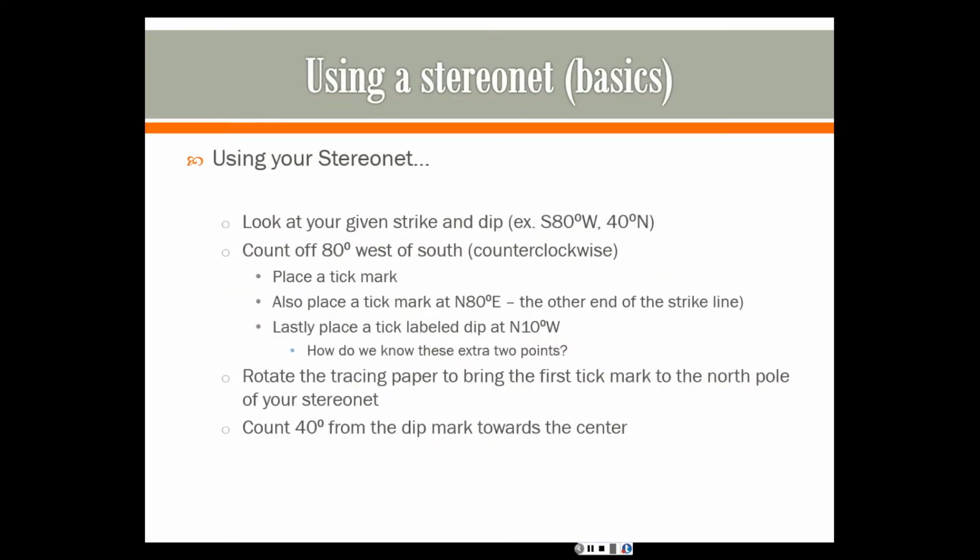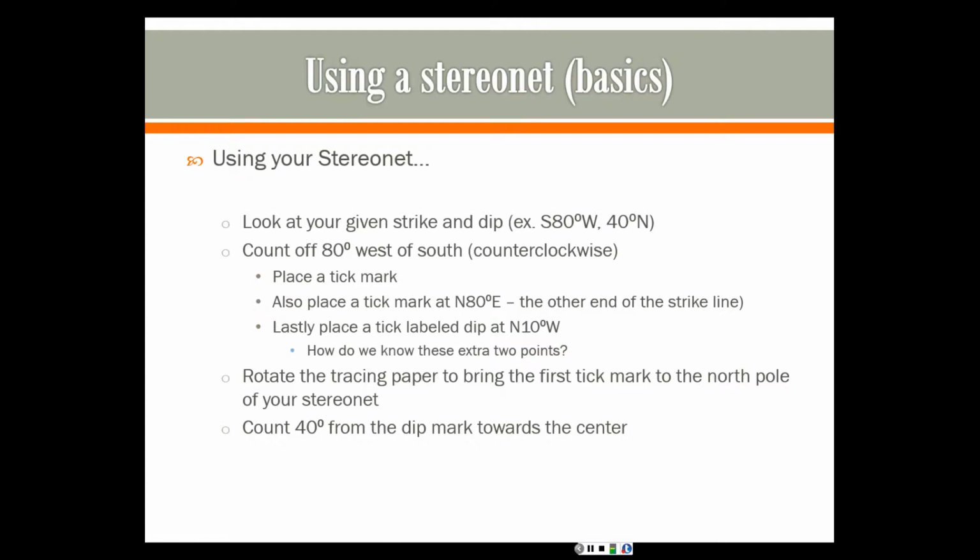So at that point, you're ready to actually do something. Now, don't draw this one that I'm going to tell you about. You'll be drawing the ones from your lab assignment. But if we had a strike and dip, like south 80 degrees west, 40 degrees north, it could be an azimuthal. Since this one is south 80 degrees west, we could also say that's north 80 degrees east. It's the same line. It's just the other end of that strike dip line.